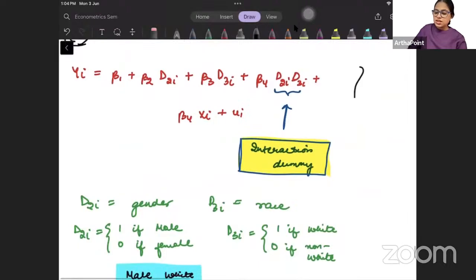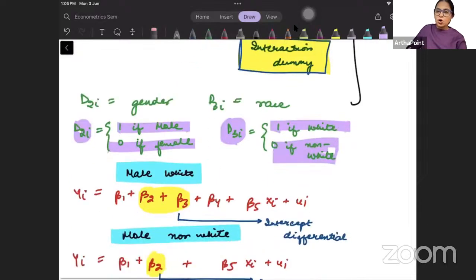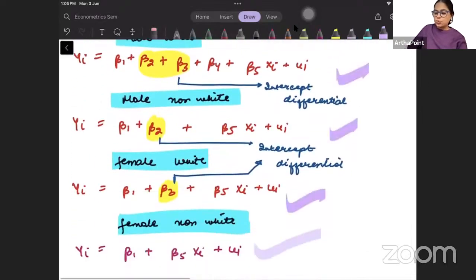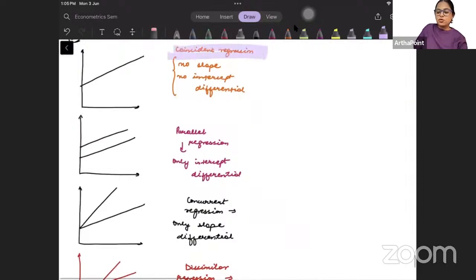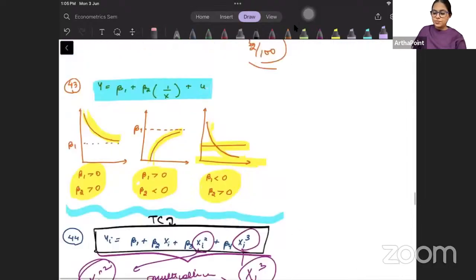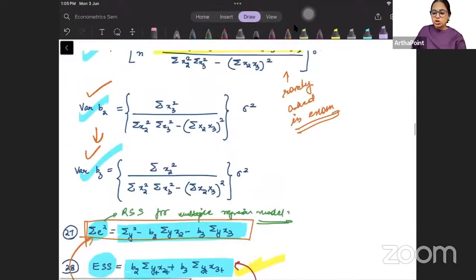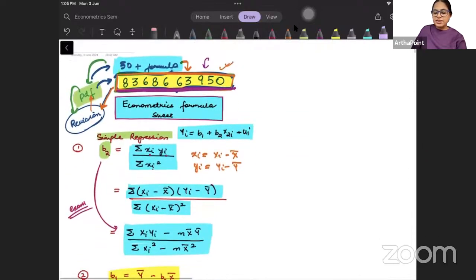Okay. Now this is the case of interaction dummy beta. यहाँ पे मैंने ये D2, D3 लिया है और इसके साथ ना I have taken D2 1 if male 0 if female, D3 1 if white 0 if non white और मैंने यहाँ पे 4 regression equation accordingly formulate किए. I have given you 4 regression equation और इसी का ही interpretation I have given here. What happens when you have coincident regression, parallel regression, concurrent regression and dissimilar regression? Just try to read this also. So with this, I cover the formula sheet of your all chapters till your dummy variable chapter.